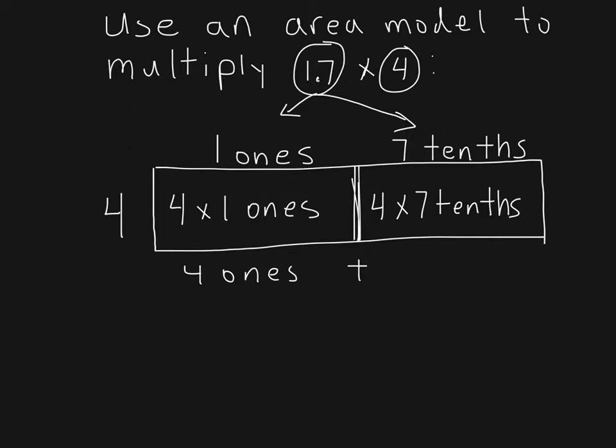And then secondly, I have 4 times 7 tenths, which will be 28 tenths. And once I do that, I can change my word form or my unit form to standard form. So 4 ones is just 4, and 28 tenths is 2 and 8 tenths. And when I add those together, I get 6 and 8 tenths.